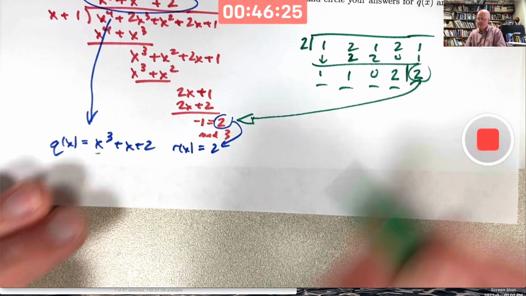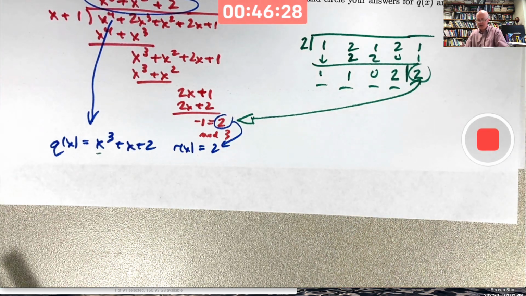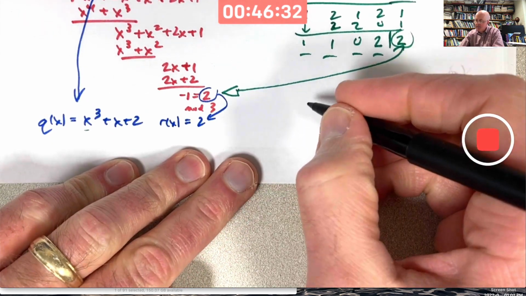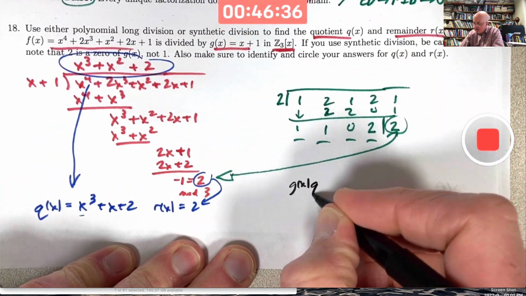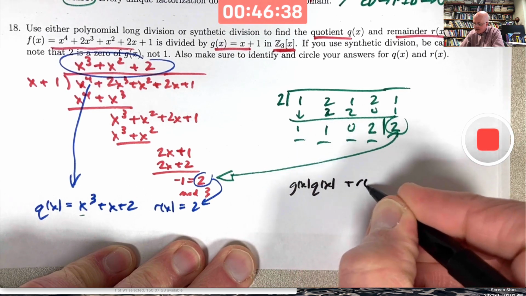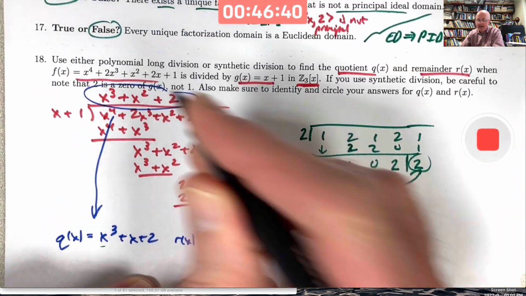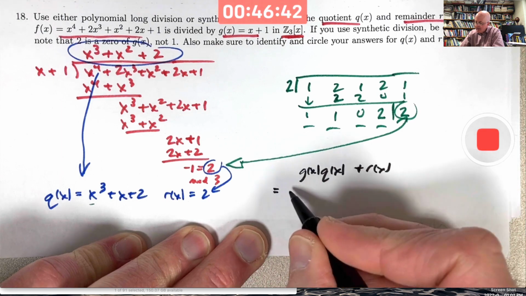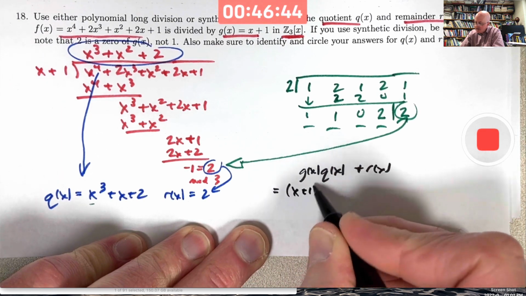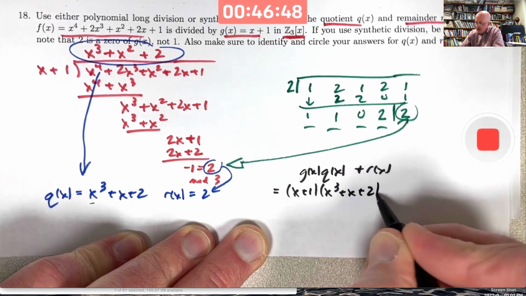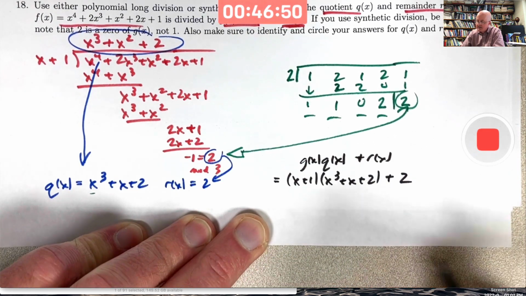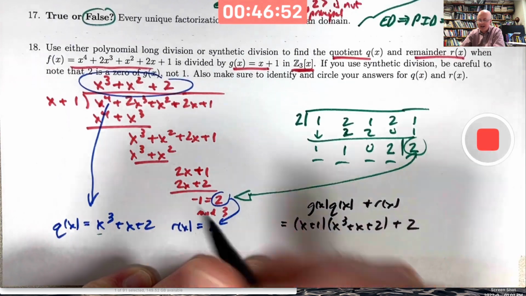1, 1, 0, 2. As a final check, we could confirm our answer by multiplying g of x times q of x and then adding r of x and seeing if we get f of x at the end. Let's do that quick. G of x is x plus 1. Q of x is x cubed plus x plus 2. R of x is 2. If I simplify this and mod the coefficients by 3, do I get f of x right there?